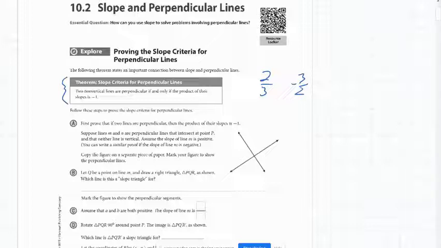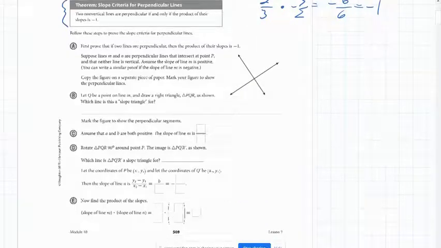Now, they state it a little bit differently here. They say that two non-vertical lines are perpendicular if and only if the product of their slopes is -1. So we can see that that actually works. If we multiply these two numbers, a slope and its opposite reciprocal, look at what happens. We get -6/6, which is -1. So that's another way that you can tell if slopes are perpendicular, by multiplying them and seeing if their product is -1. Product, remember, means multiply. So we multiply the slopes. If we get -1, then we know they're perpendicular.